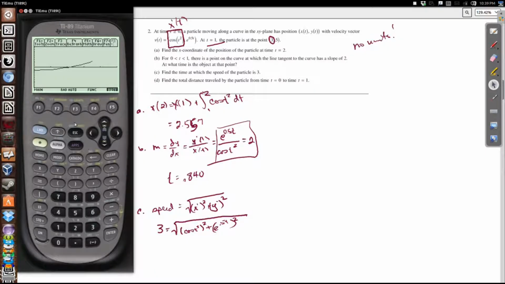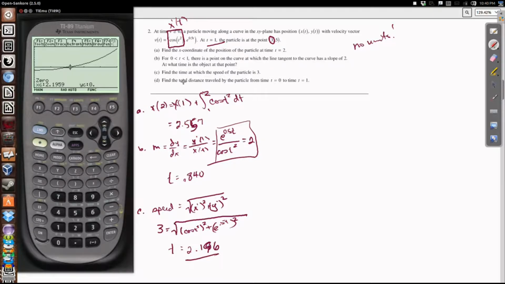So this is where my speed ends up being equal to 3, somewhere between 2 and 3. So I'm going to go to my algebra and find the zeros somewhere between 2 and 3. And so I find out that my time is equal to 2.196. So this is the time at which my speed ends up being equal to 3.